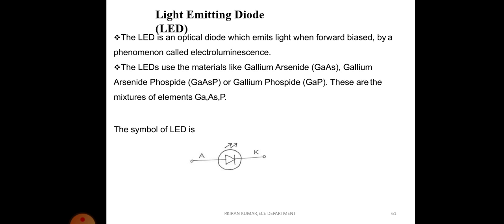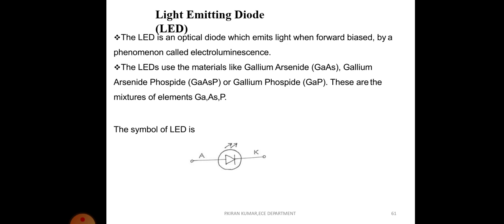Today I am going to explain a light emitting diode, which is in your first unit, diode applications. Light emitting diode, we are shortly calling LEDs. This LED converts electrical energy into light energy. Generally, the LED is an optical diode which emits light when forward biased, by a phenomenon called electroluminescence.